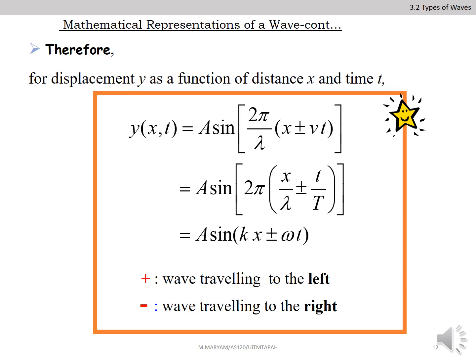Combine the equations and simplify, then we get this equation. This is the general equation as a function of x and t. And as you can see, there are positive and negative signs here. Positive represents a wave traveling to the left, and negative represents a wave traveling to the right.